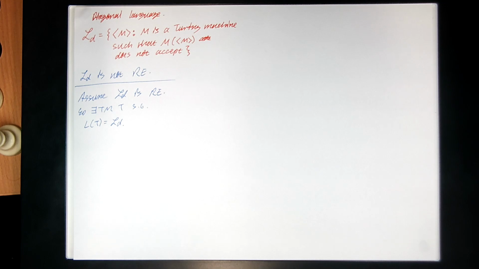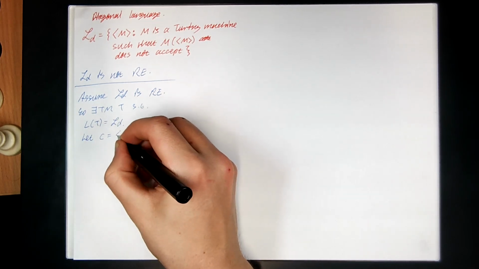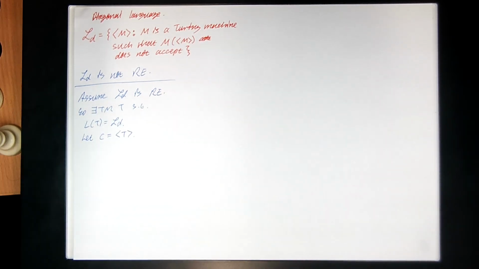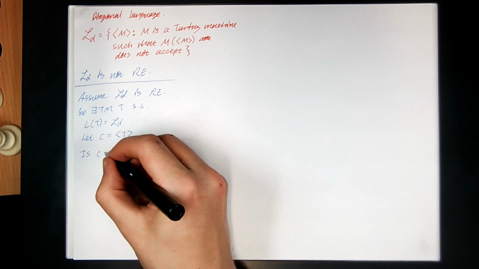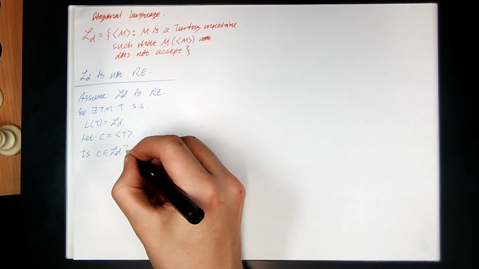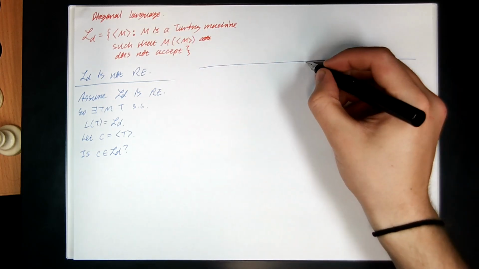T is itself a Turing machine, which means T has some encoding, right? So we're going to let C be the encoding of T. C is some binary string. L sub D is a language, which is a set of binary strings. Of course, the natural question to ask is: is C a member of L_D or not? And herein lies the contradiction. So let's do both cases.